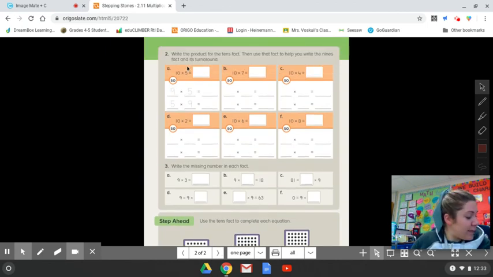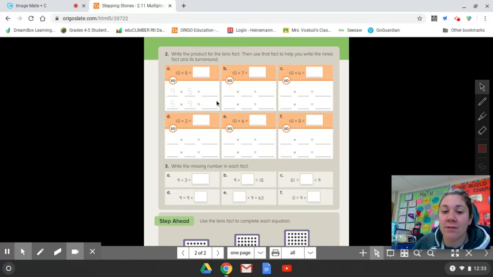And then on the top of page 75, they give you the tens fact that they want you to find. So how can you use that answer to solve the nines fact? So if you know 10 times 5, then what would 9 times 5 be? It's just 1 row of 5 less.